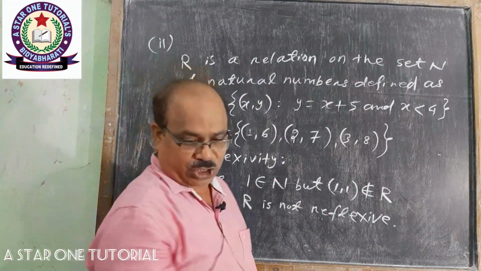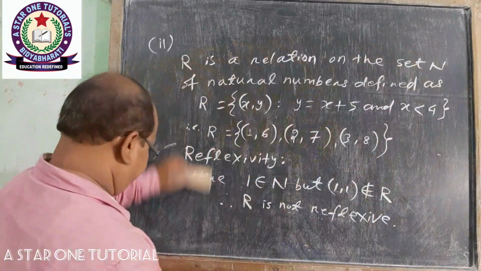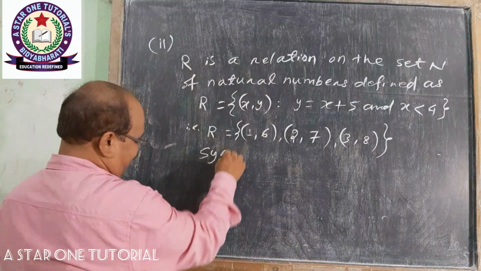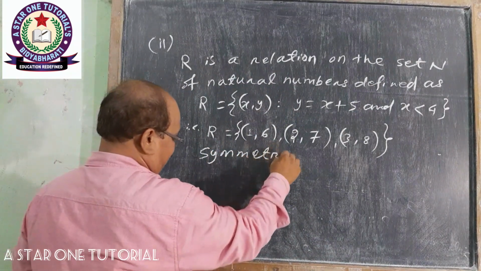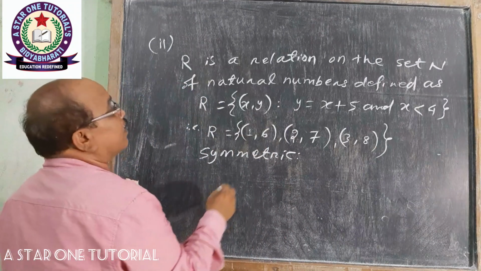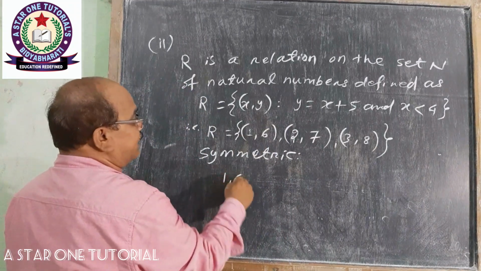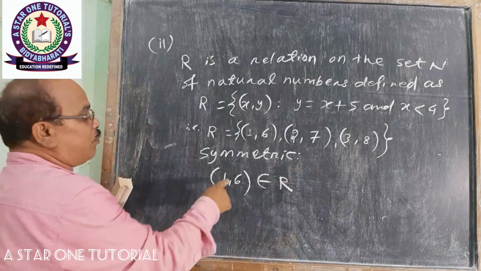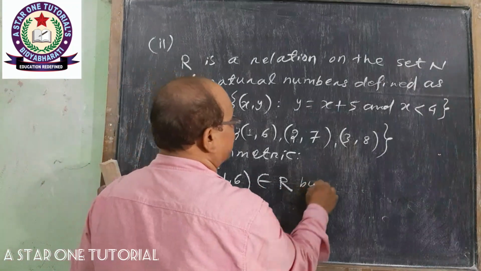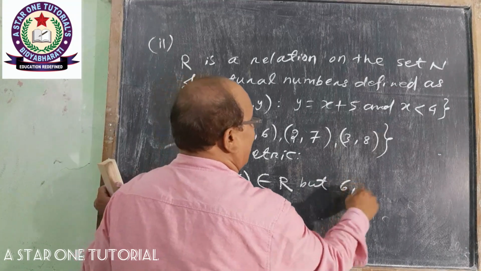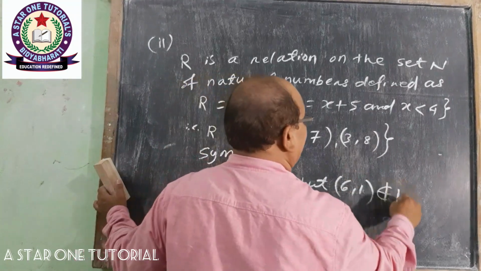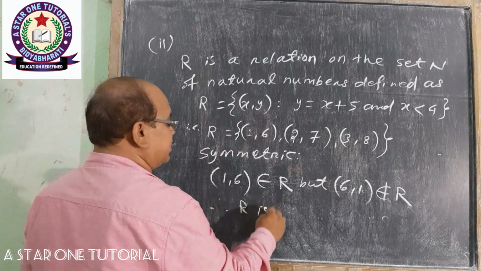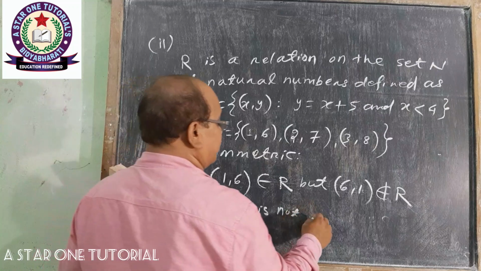Next, symmetric. Here (1, 6) belongs to R, but (6, 1) does not belong to R. Therefore we can say that R is not symmetric.